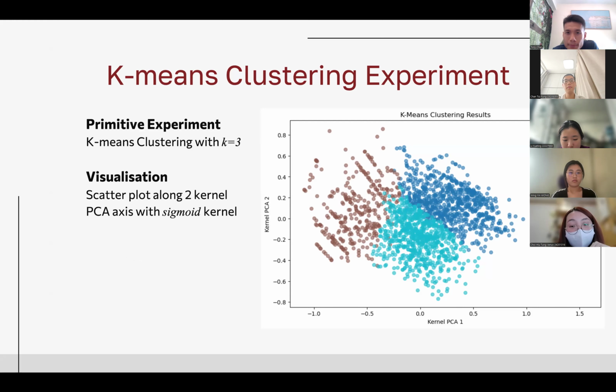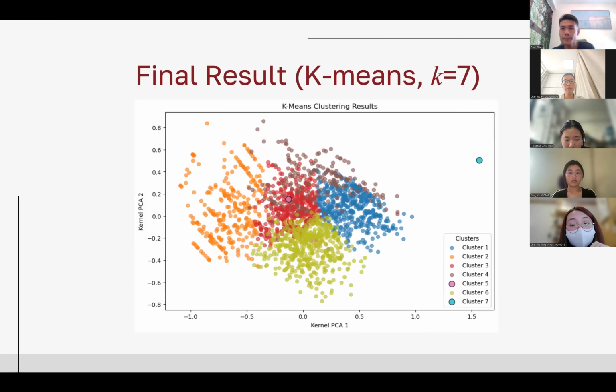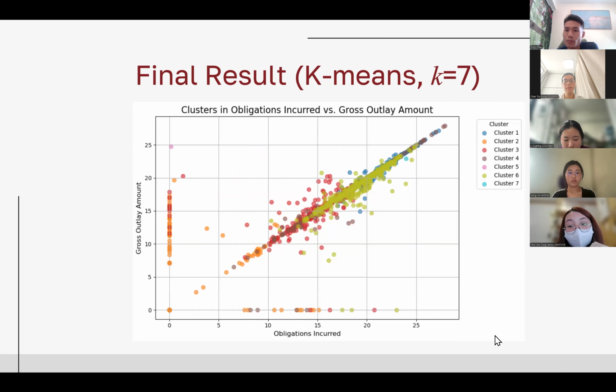After that, we tried to use the elbow method to find the optimal k. We think the optimal k is 7. And the next line is the final k-means results with k equals 7. The next line is about reporting the clustering results back to automation in current and costs outlay amount.